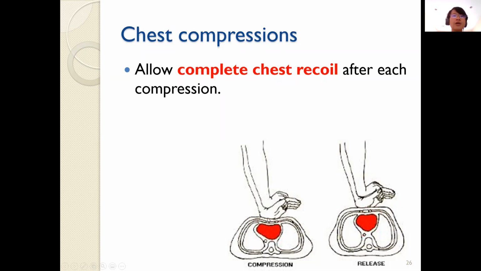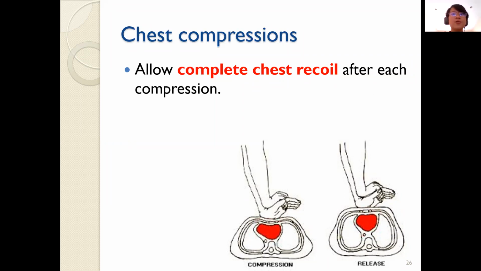When you push down, you allow the rib cage to spring back, recoil. It has to go down and let it come back up. Okay, go down, come back up before you push again. So you don't do this. This will be counterproductive. It's like squeezing a squeeze bottle and not allowing it to re-expand. It's not effective CPR when you do that.